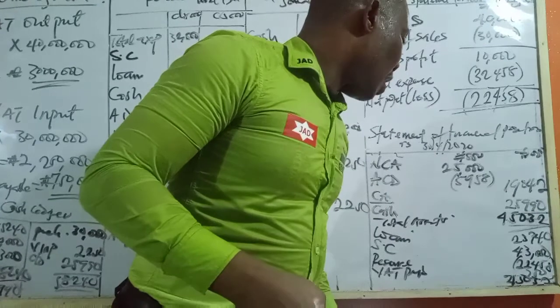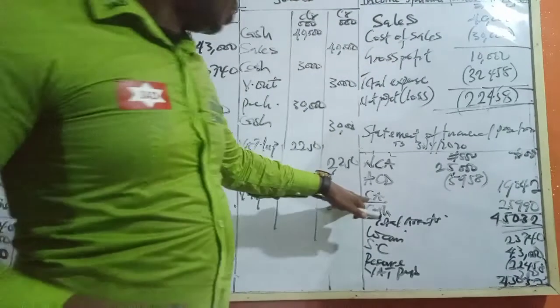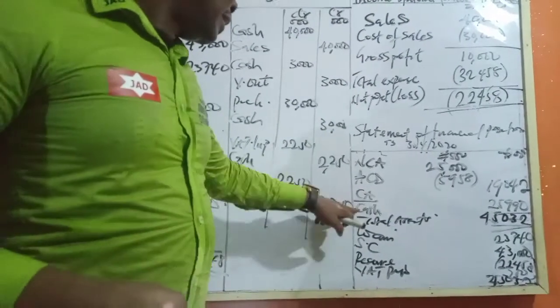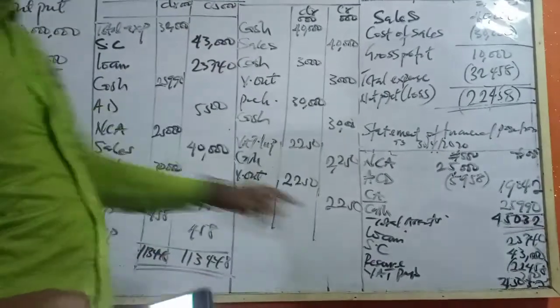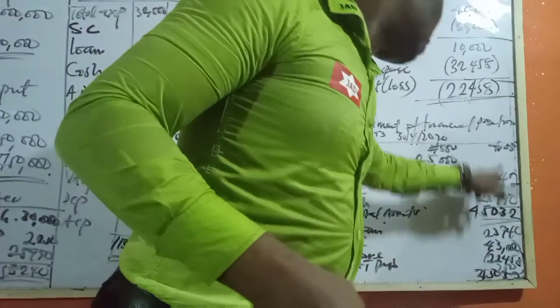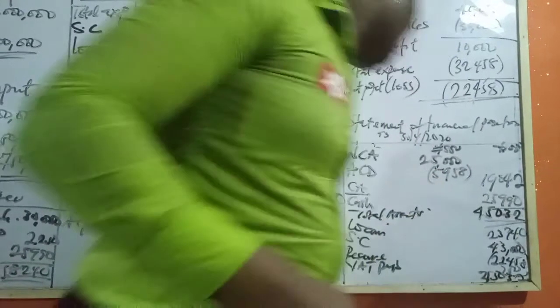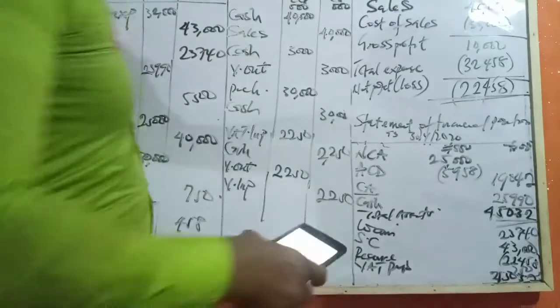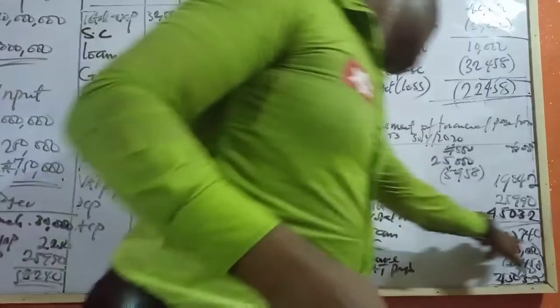Okay. And then we now have current assets. The current asset here is your cash. Your cash here is 25,990. So if you add this to this, you have 45,032. So in your liabilities part, you have your loan. What's your loan here? 23,740.